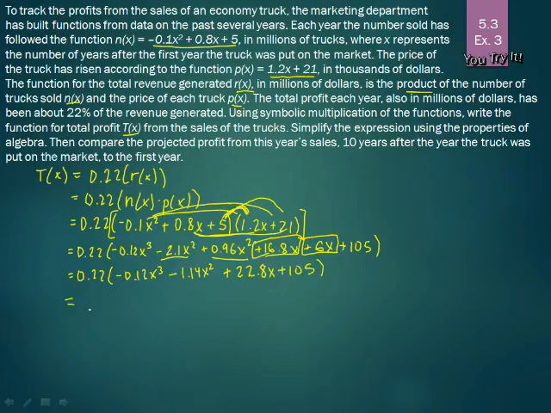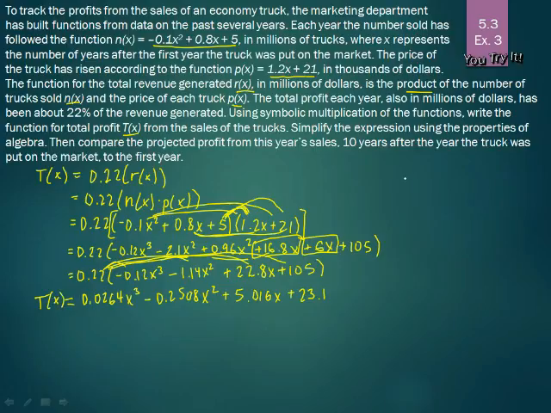Now, just finishing this out and distributing our 22 hundredths to each term, we get negative 264 10,000ths x cubed minus 2,508 10,000ths x squared plus 5 and 16 thousandths x plus 23 and 1/10. And so there's our total profit equation.